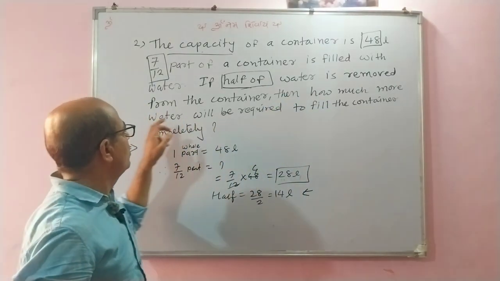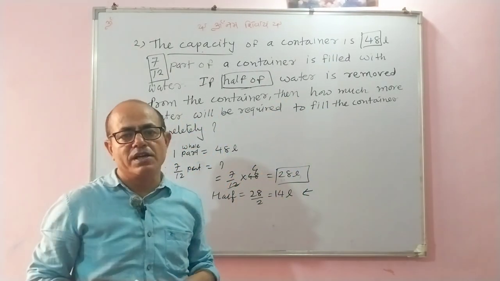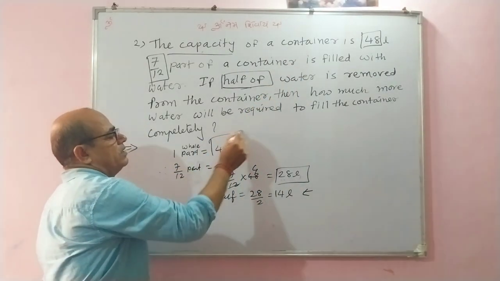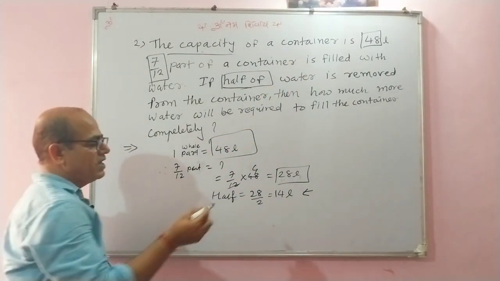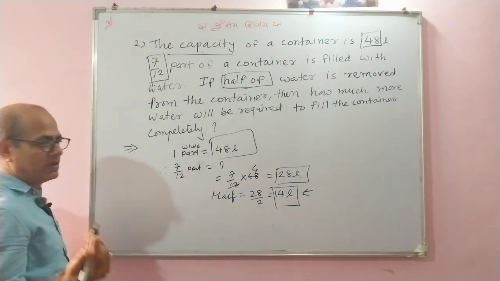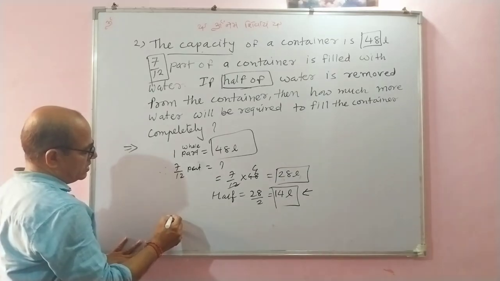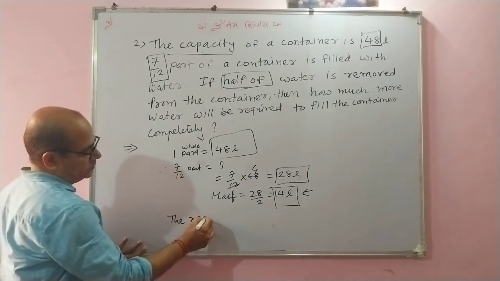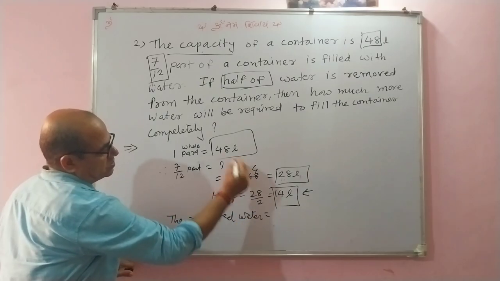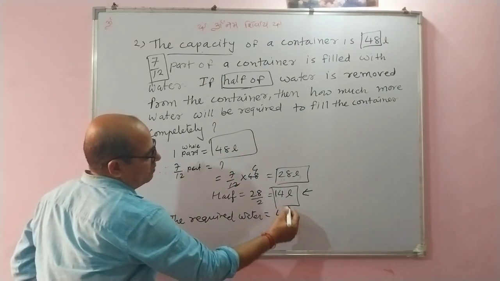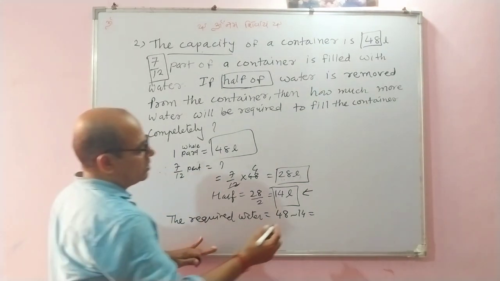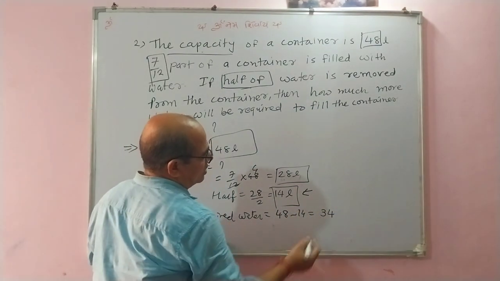Now what is the question? How much more water will be required to fill it completely? If you want to fill it completely, then how much water do you need? You need 48 liters, but we have how much? 14 liters, right? So how will you calculate? The required water is equal to how much? Total capacity is 48, we have only 14. So if we do subtraction, then we'll get the answer, that is 34.